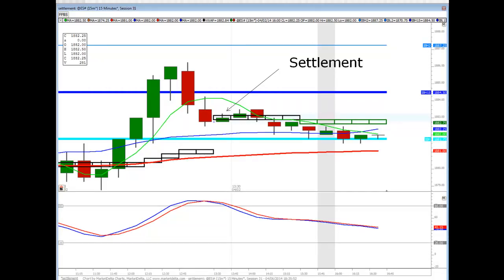And the last segment of the day before the overnight session is the settlement period. Now, we've talked about the settlement period before in some of our other lessons, but I would like to focus on it in more detail in this lesson because it is a significant period, and as you will see, it has some important ramifications for the overnight session as well as the day session that follows.